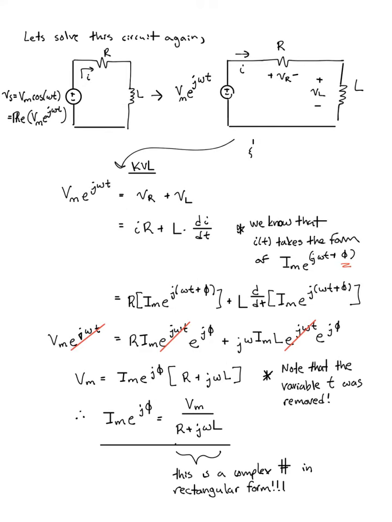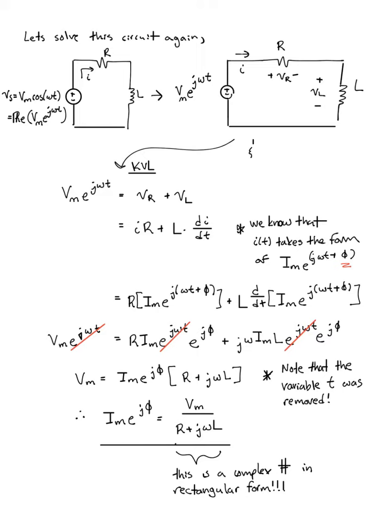So let's do that. We take the original circuit again, where V is equal to Vm cosine omega t. Instead, we are going to solve with Vm e to the j omega t. Note that I don't have a theta offset here because my initial problem had a phase shift of 0. So our KVL reduces to Vm e to the j omega t equals VR plus VL. Sub in those I-V relationships just like we did in the last problem.